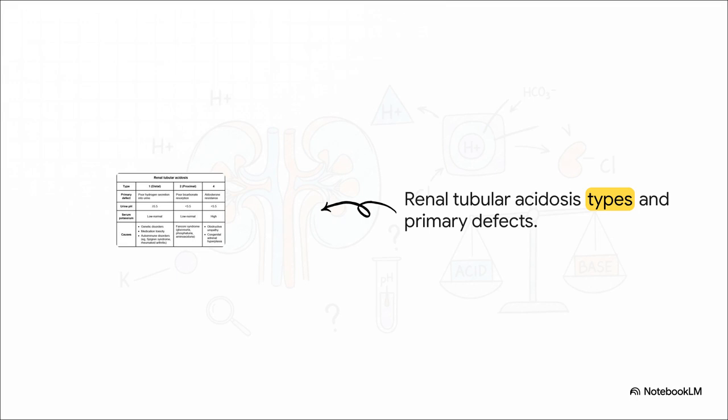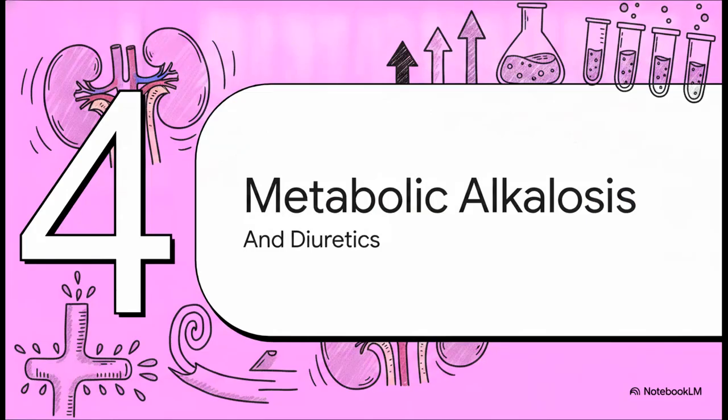Nailing the exact type is critical because the treatments are wildly different. Type 1 and type 2 RTAs require alkali therapy, like sodium or potassium citrate. Type 4 RTA, though, is basically an issue of aldosterone resistance or hyporeninemic hypoaldosteronism, usually from damage to the juxtaglomerular apparatus. So for type 4, you're reaching for furosemide or mineralocorticoid replacement to handle that high potassium.